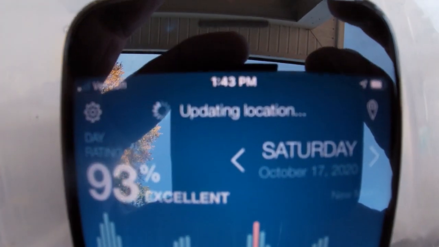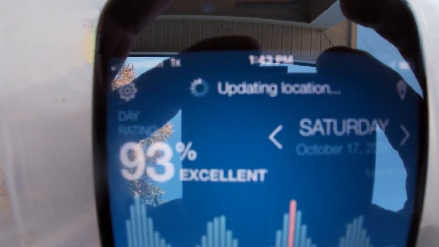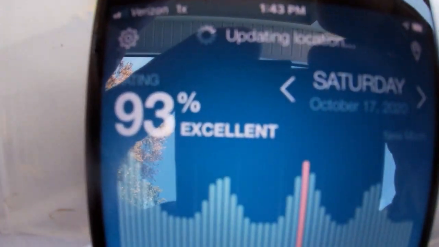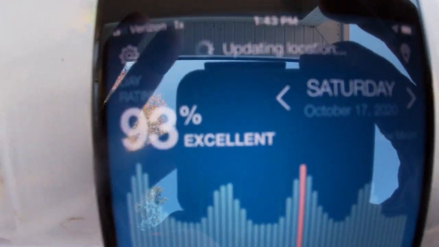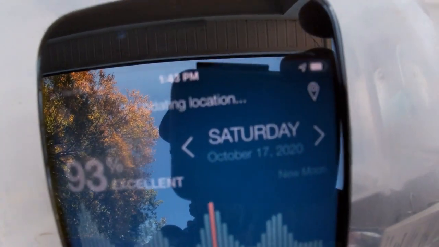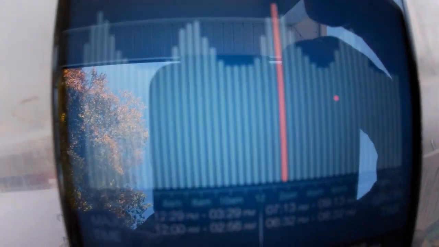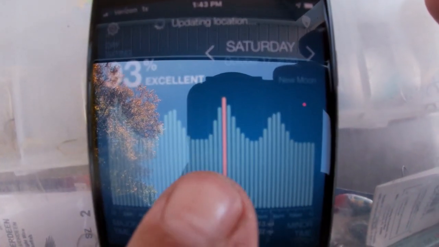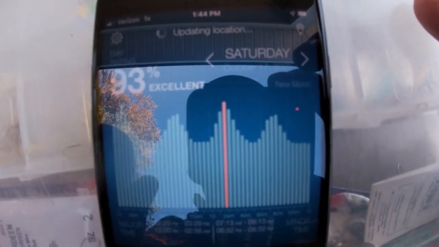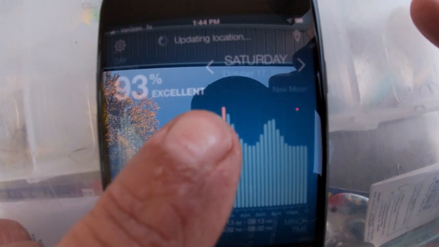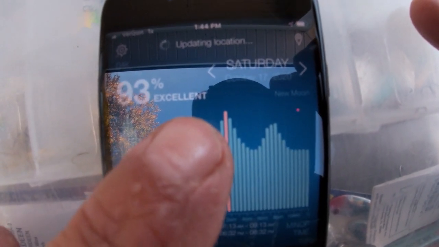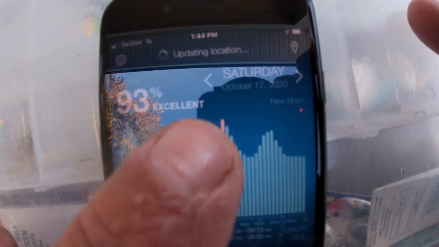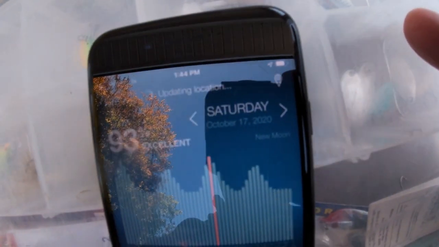You can see it is Saturday, and it says excellent right here. This says excellent. And you can see we're right on a movement period, which is right about 2 o'clock. Now you can see the activity level moves up and down throughout the day. So that tells me that the moon is either underfoot or overhead. It should be overhead since we're in the dark moon.